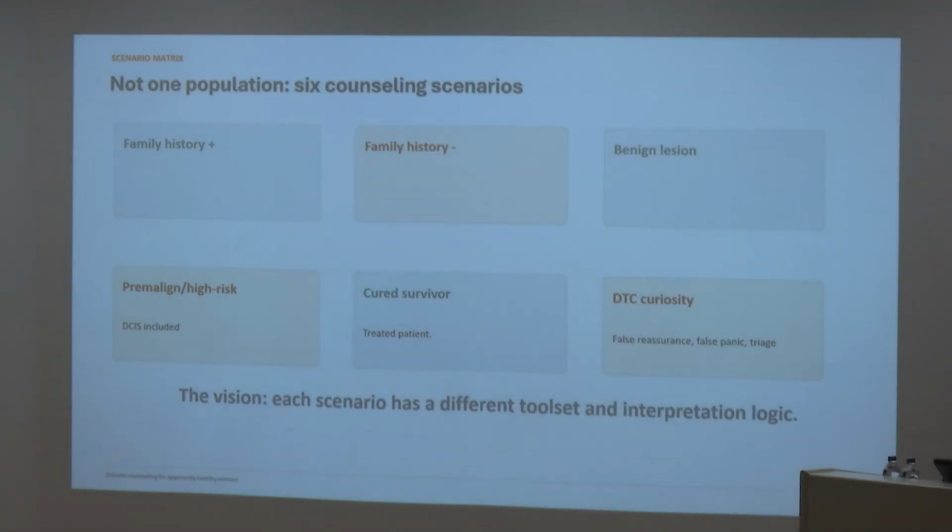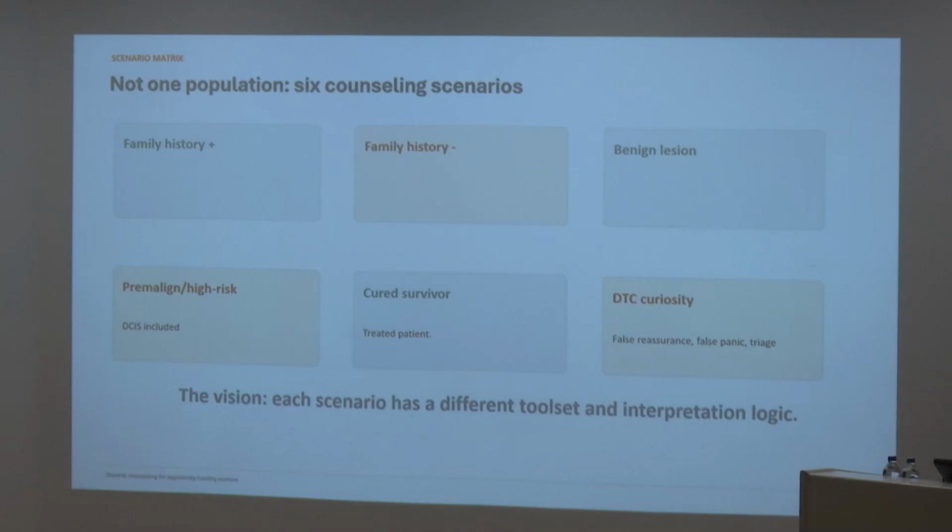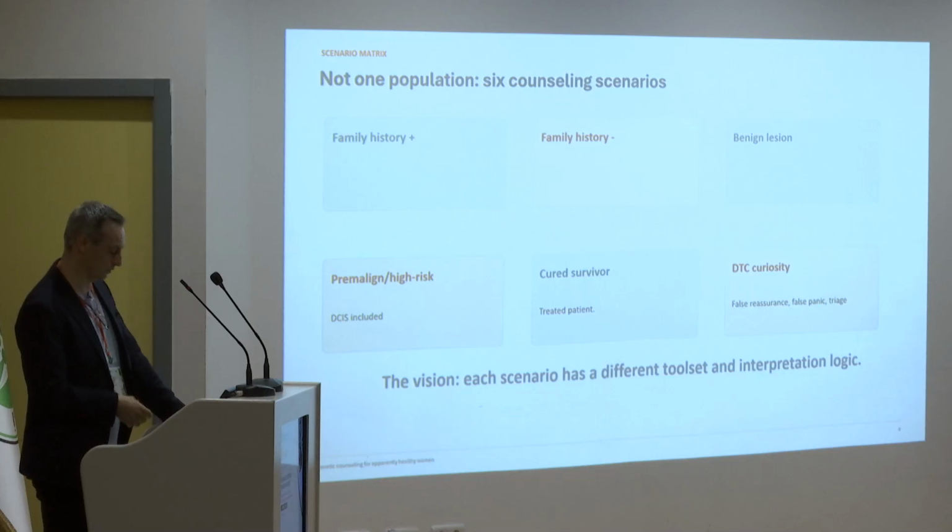So apparently healthy women is not only one population. It will have 6 counseling scenarios. And in these scenarios, we will have a risk intelligence pathway with a 4-axis counseling model. People might have family history or might not have family history. They might have benign lesions in their breast or might have premalignant or high-risk phenotypes of their breasts.